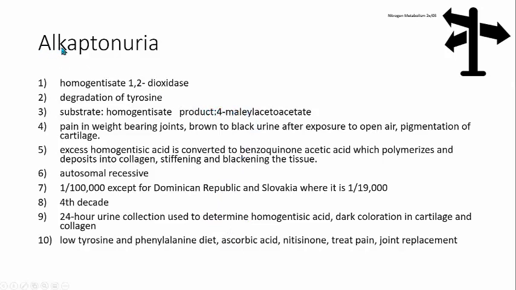Alkaptonuria, of course, can be spelled with a C or a K here. Alkaptonuria is the last member of that pathway. The people who have this have extreme pain in their weight-bearing joints, but the hallmark of this disease is usually that after you take the urine sample and leave it exposed to air for a period of time in your office, the urine begins to turn brown to black. By 12 hours, it is a dark brownish black, and they will have accumulation of dark pigmentation in their cartilage.